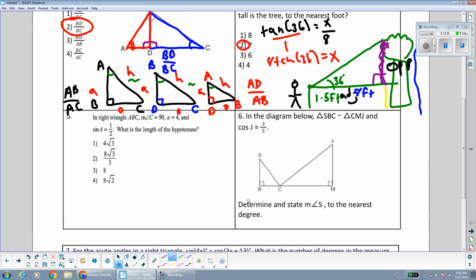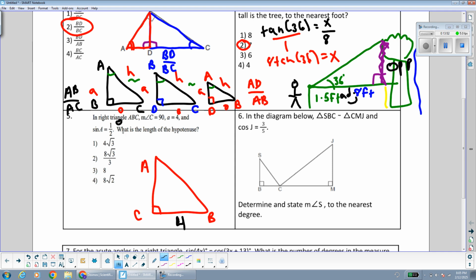Okay. In right triangle ABC, C is the 90-degree angle. Lowercase a means the side across from angle A. So lowercase a is right here, and we're told that that's 4. And sine of angle A is 1/2.